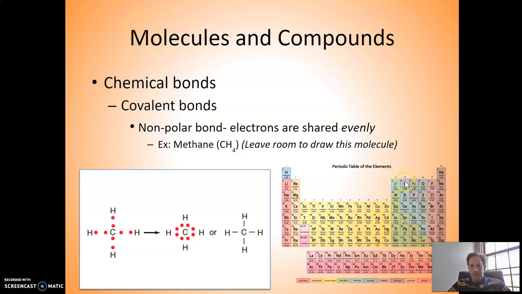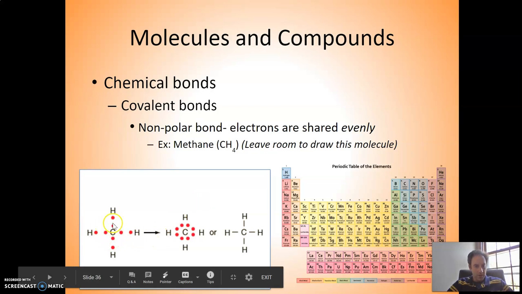Carbon is a great sharer because, to get to that full outermost energy level, it could either gain 4 electrons, 1, 2, 3, 4, or it could lose 4, 1, 2, 3, 4. So it could gain 4, lose 4, doesn't really care. Hydrogen, same deal. It could gain 1 and be full, or it could lose the 1 electron it has and be full. So these kinds of atoms form nonpolar bonds. A nonpolar bond is a bond in which electrons are shared evenly, an equal sharing of electrons. Methane is an example of this.